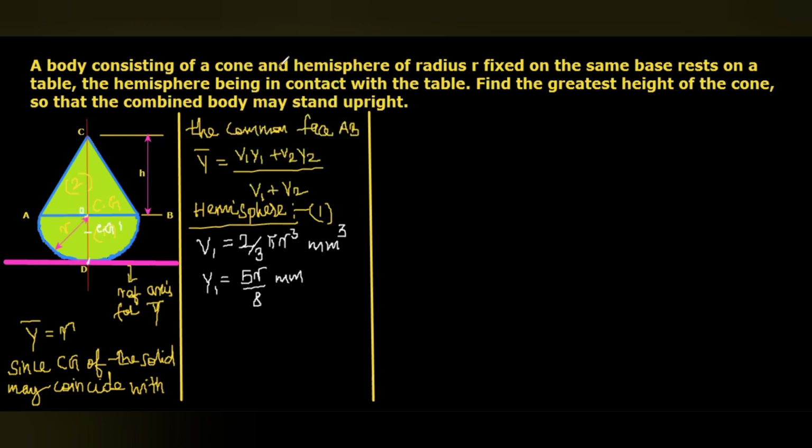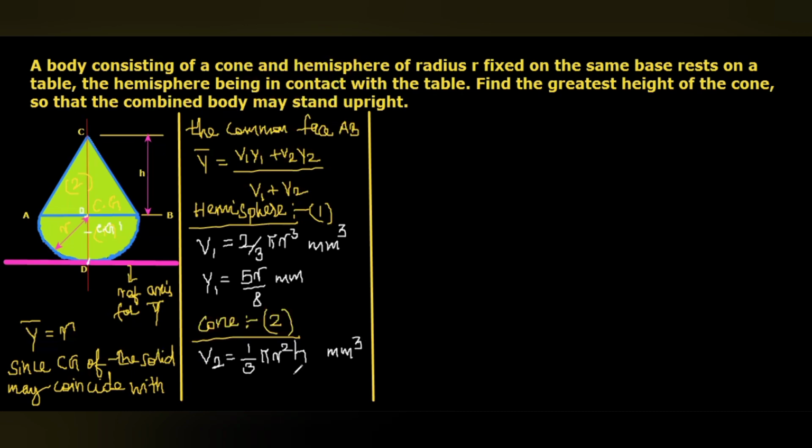Then the second segment, that is the right circular cone. Then V2, we know the volume of a cone is 1 by 3 pi r square h. Here the maximum h is what we are going to find, and r as usual we keep in terms of r.